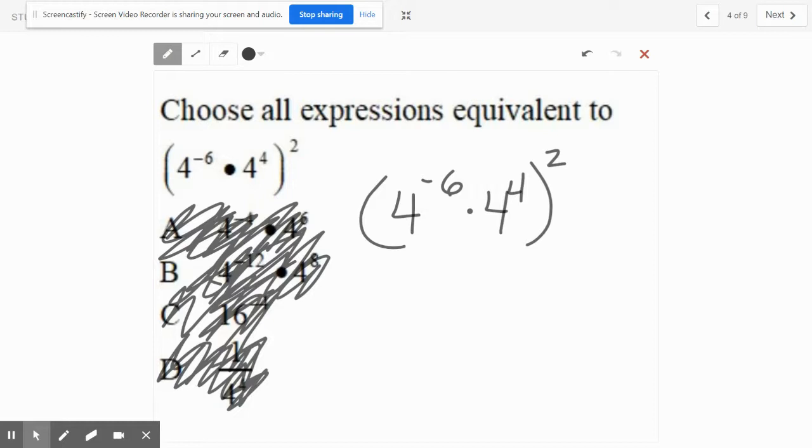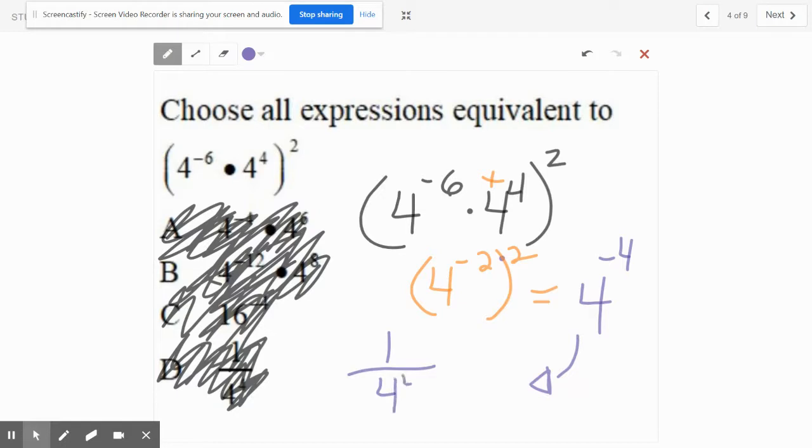Once you deal with what's inside, you get 4 to the negative 2, right? Because you add these, and you have the 2 on the outside. Then you don't add those, you multiply. So your answer becomes 4 to the negative 4, which also turns into 1 over 4 to the positive 4.